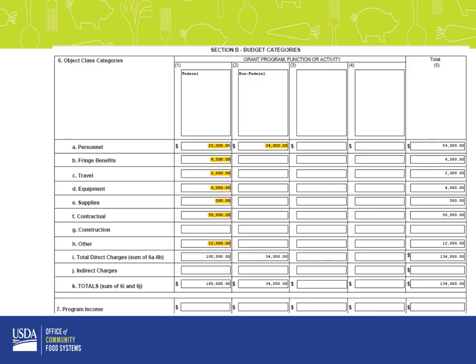The take-home message for that is to please be sure that you separate out your federal and non-federal. I had to send a lot of those back last year because applicants would put everything in one column, and I didn't know which was which.